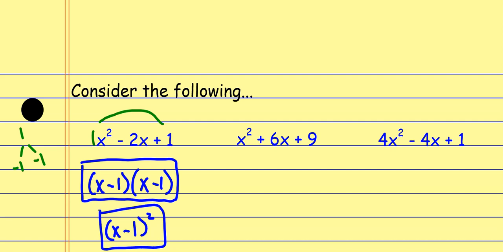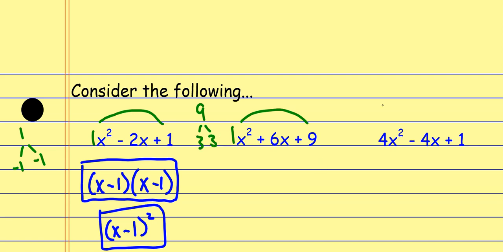Sometimes we write the x minus 1 twice. Sometimes we write it as x minus 1 squared, okay? If I look at the next one, build a bridge. There's a 1 out front. Build a bridge, that's a 9. Two numbers that multiply to a 9 but add to a 6 are a positive 3 and a positive 3.